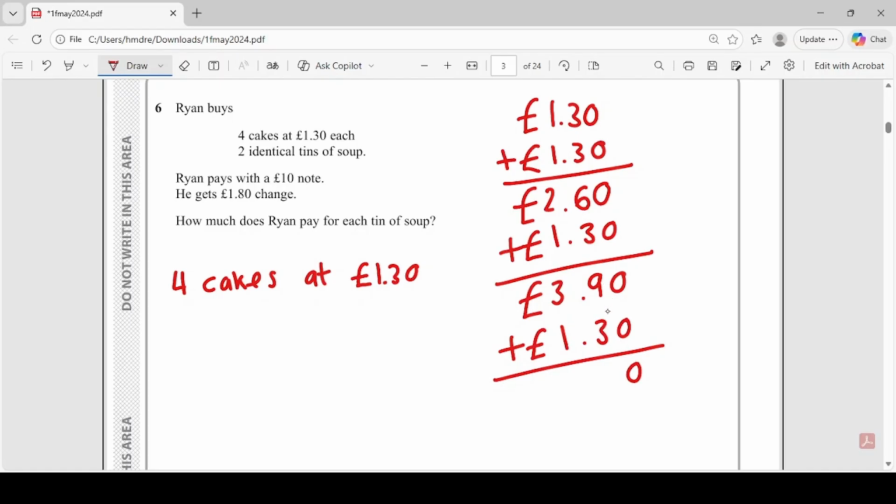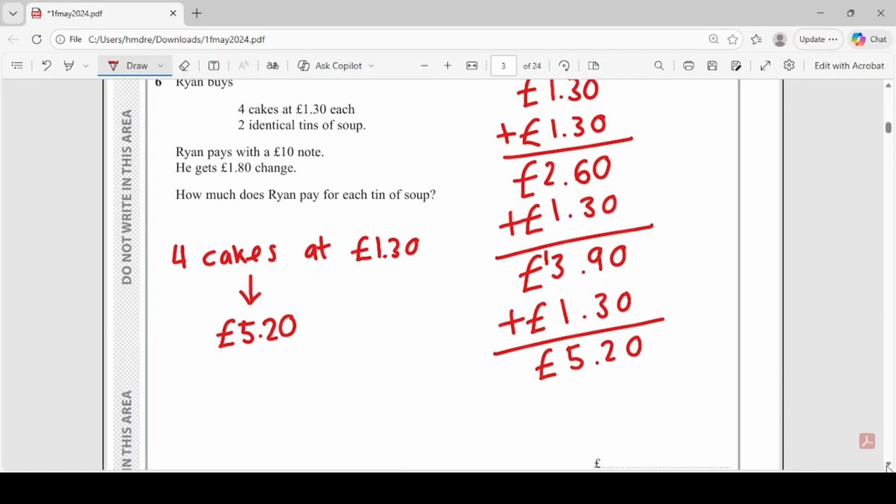0 and 0. 9 and 3 is 12. Carry the 1. 1 and 3 is 4. Add the 1 is 5. Okay, so that is our 4 cakes. Would have cost £5.20. And then we can see, he pays with the £10 note and he gets £1.80 change.